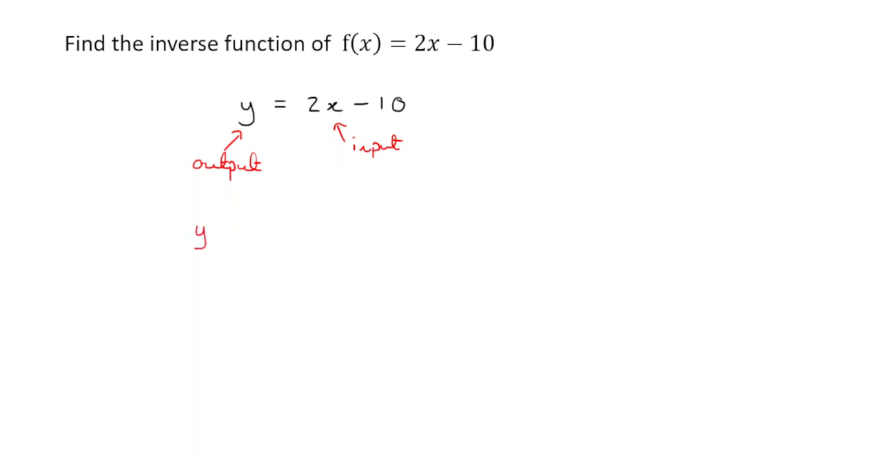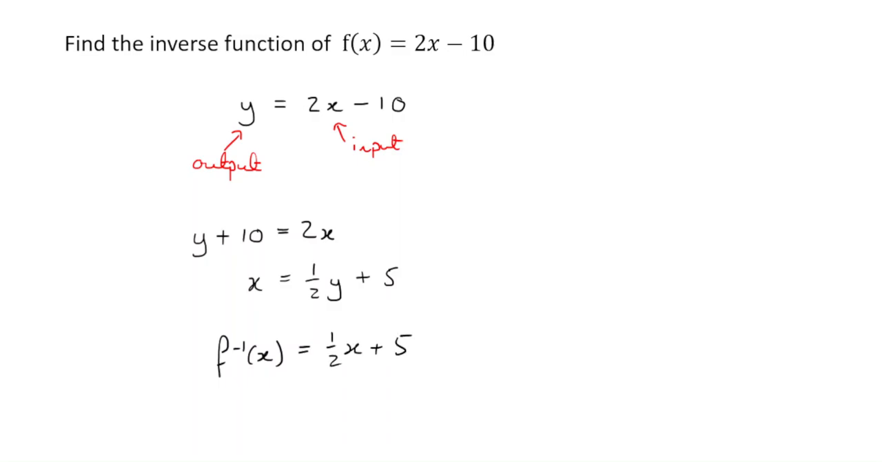So we get y plus 10 is equal to 2x, which means that x is equal to a half y plus 5. You see what we've done there? We've now been able to find out what x is, what our input is, in terms of y, our output. Then the final step, if we want to write this as an inverse function, f inverse of x, is that we take our y values and replace them by x. So a half x plus 5 instead of a half y plus 5.